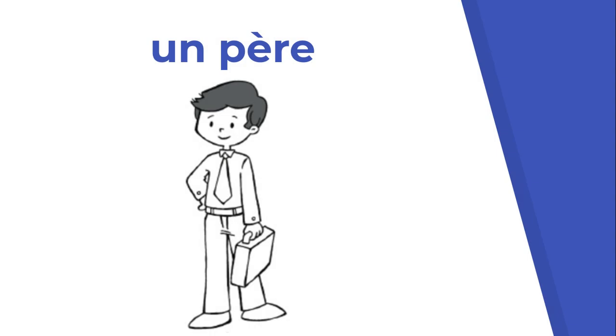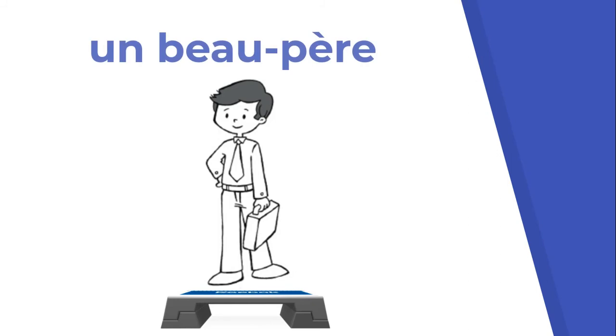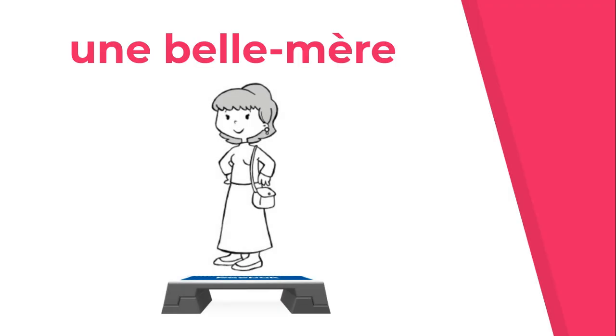Okay, so we have un père and une mère. Those ones we know, dad and mom. So beau-père is a stepdad. For those of you who have mixed families, beau-père is a stepdad. Une belle-mère is a stepmother. Okay, so stepmom, stepdad, beau or belle.